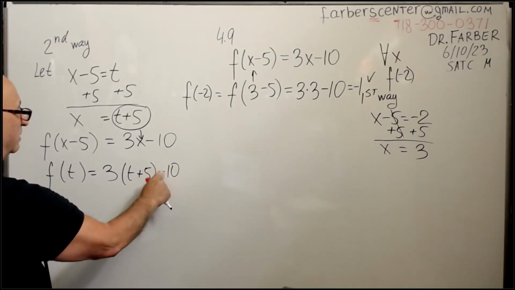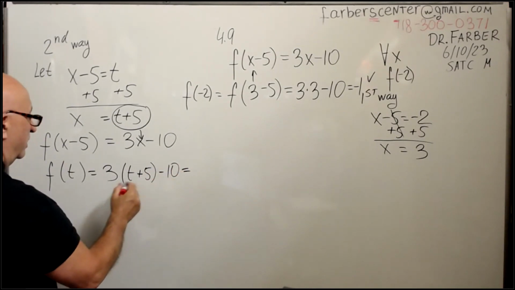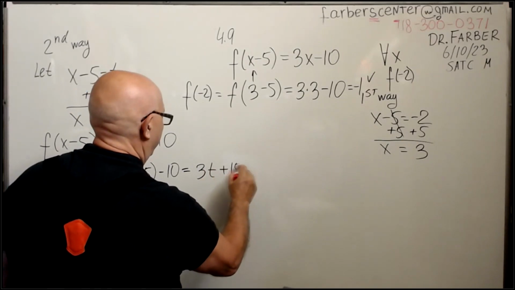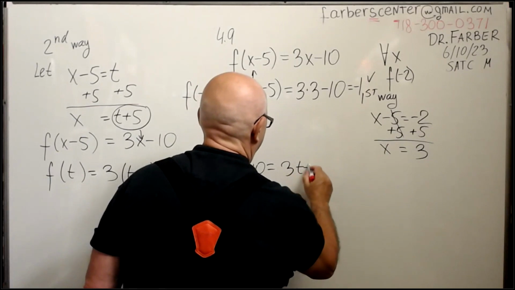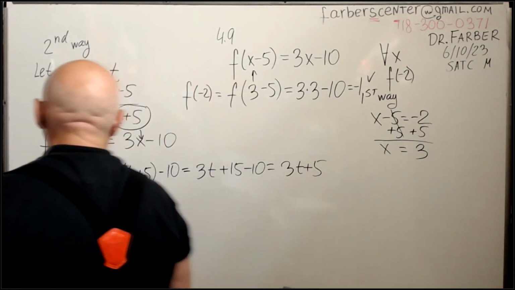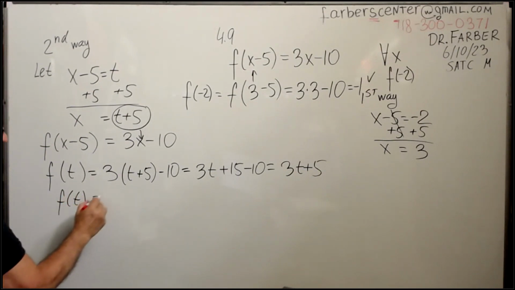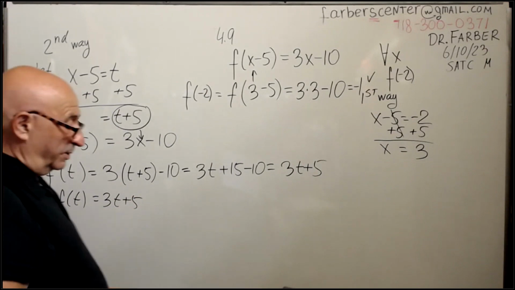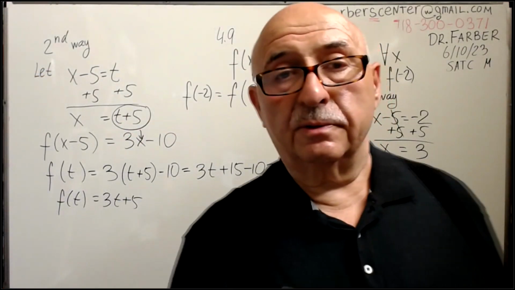And this is minus 10, which is 3t plus 15 minus 10, which is 3t plus 5. I change my function. Now it's f of t equals 3t plus 5. How does it work? t can be any number, no restrictions.